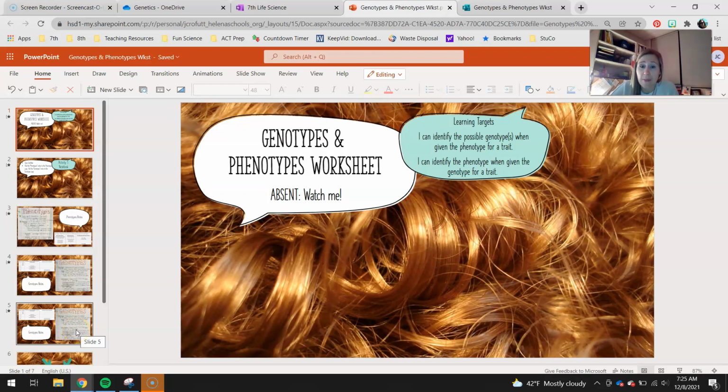So your learning targets for today. I can identify the possible genotype or genotypes when given the phenotype for a trait. So obviously you are going to learn what a genotype and a phenotype are. And I can identify the phenotype when given a genotype for the trait.